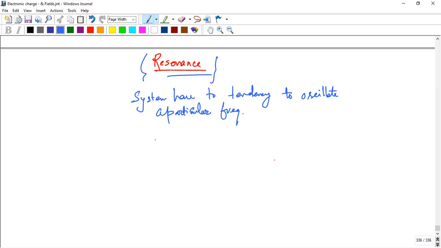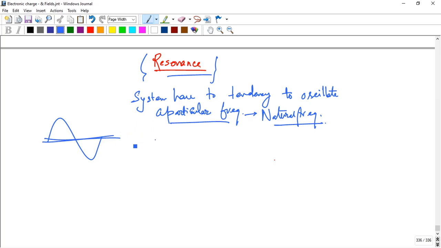Now, when a system is driven by an energy source at a frequency near the natural frequency, it looks like a simple pendulum. If you see a pendulum, it shows oscillation. These are the natural frequencies. So keep in mind what resonance is.